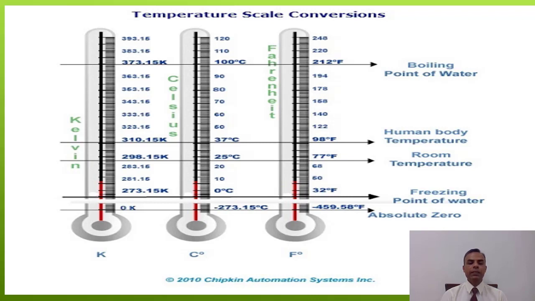Similarly, the space between the freezing point of water, that is 0 degree, and the boiling point of water, 100 degree centigrade, is divided into 100 equal parts, and each part is called 1 Celsius. In case of Fahrenheit, where the freezing point of water is 32 Fahrenheit and the boiling point is 212 Fahrenheit, the space between these two temperatures is divided into 180 equal parts, and each part is called 1 Fahrenheit.